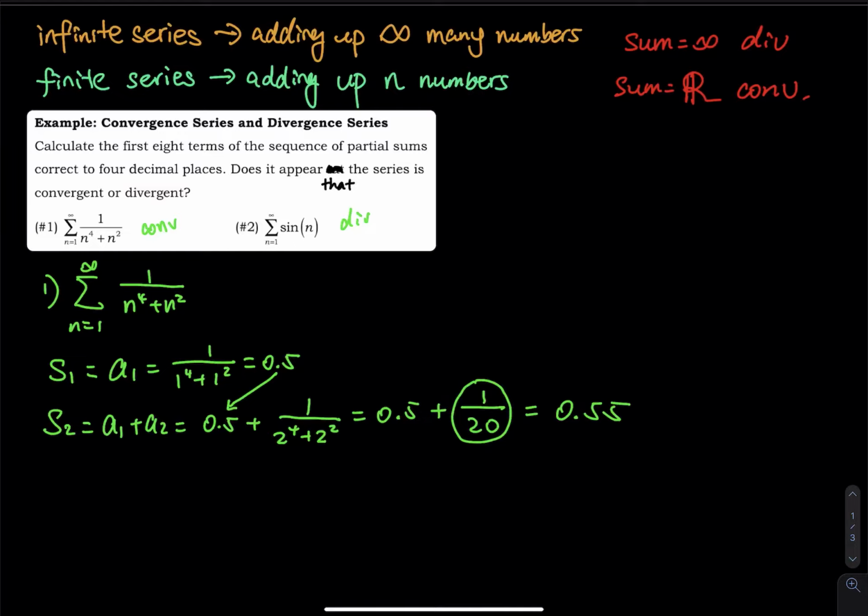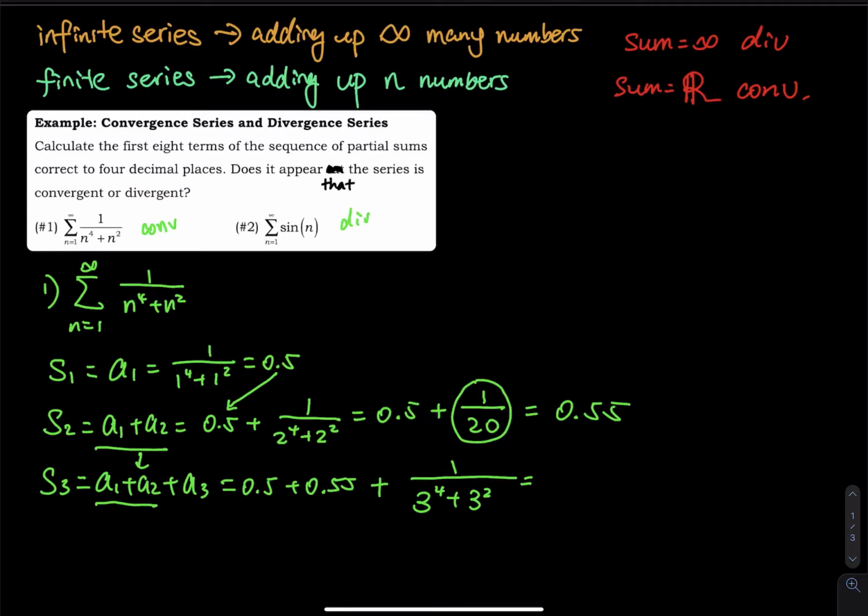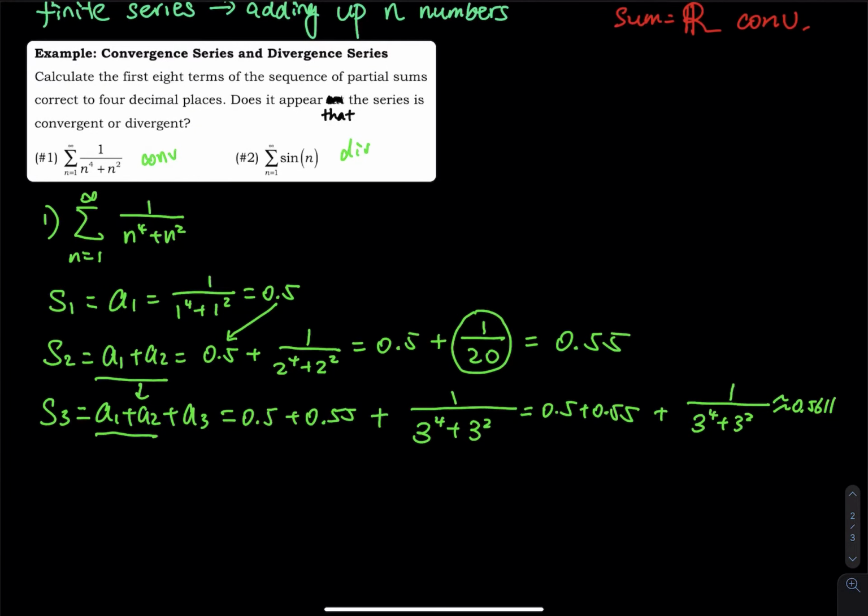All right, S3. S3 is A1 plus A2 plus A3. A1 plus A2 is already equal to S2, so we are taking the 0.55 and then we continue from that point. If you don't want to jump that fast, it's okay, we can go a little bit slower. A1 is equal to 0.5, A2 is equal to 0.55, and for A3, you plug in 3 for n, so that is 1 divided by 3 to the fourth plus 3 squared. Overall you have 0.5 plus 0.55. This one you don't have to work all the way through, as long as you keep this, it will be fine. So this is 3 to the 4 plus 3 squared, which is approximately equal to, and this one you do have to approximate, 0.5611.